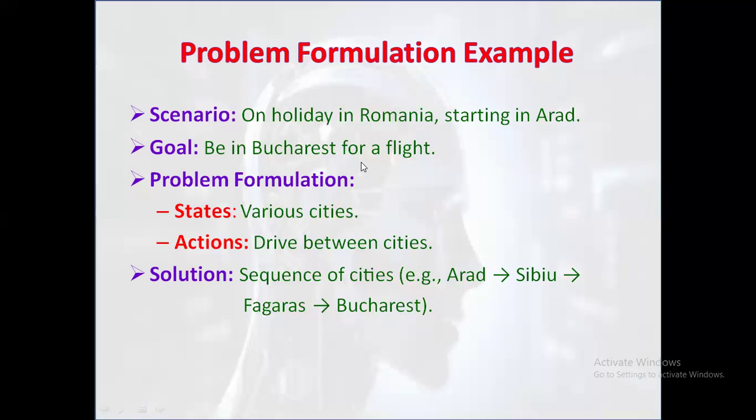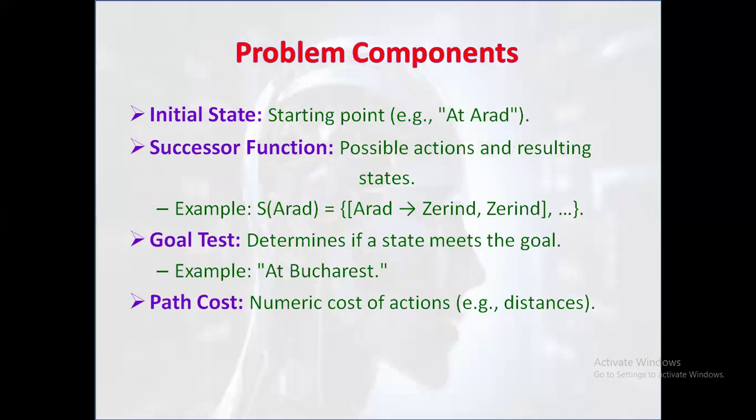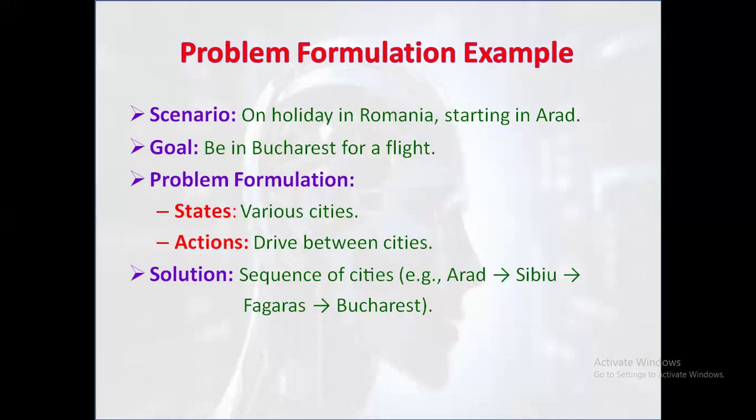And here, what is the problem formulation? In this step, the agent defines the states and actions relevant to the problem. The states are the cities the agent can visit, various cities, and the actions are the routes, or roads, the agent can take between cities. For example, the agent can drive from Arad to Sibiu, then to Fagaras, and finally to Bucharest. The agent needs to evaluate each possible route and choose the one that leads to Bucharest in the most efficient way. So this is the problem formulation.